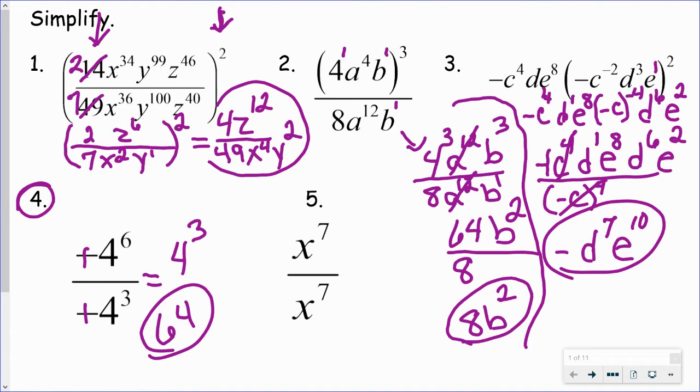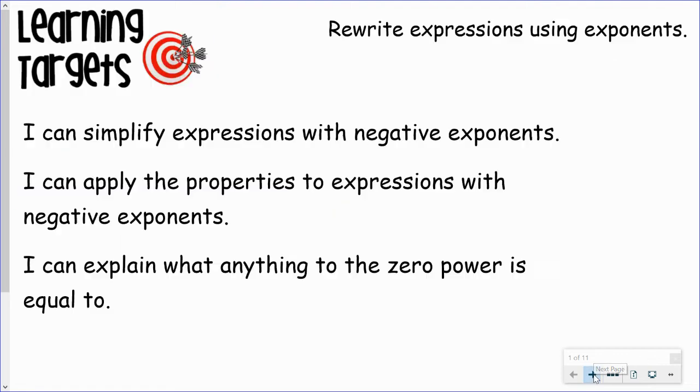Okay? And number 5, almost too easy. X to the 7th and x to the 7th. Whenever we have the same thing on the top and the bottom of a fraction, it cancels. And remember, it cancels out to 1. Okay. See if you have any questions. If not, we're going on.